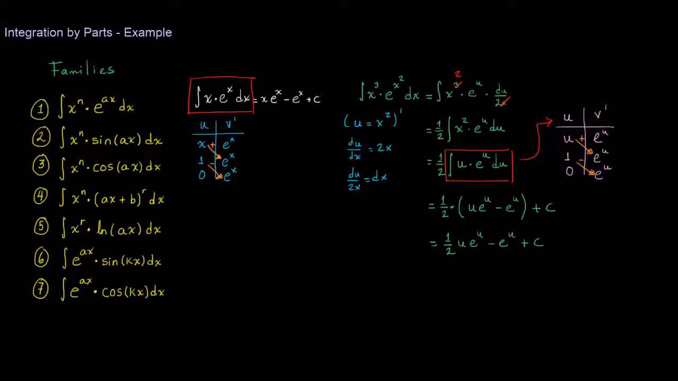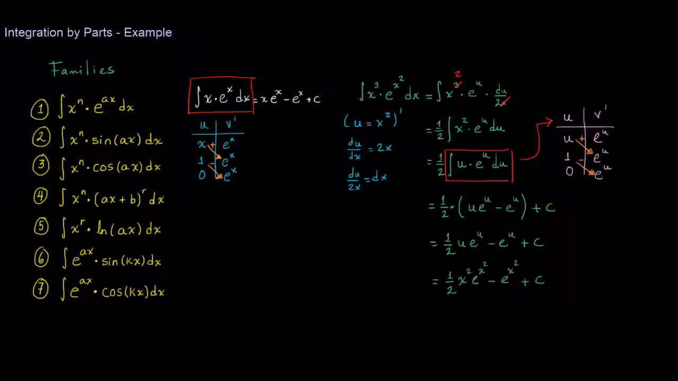And now the thing is, we started with x as a variable, so we should end with x as well. So we have to unsubstitute the u, because we were mixing up the two topics that we previously learned. So this is going to turn into x squared times e to the x squared minus e to the x squared plus c. And there it is. This is the solution for this second integral.